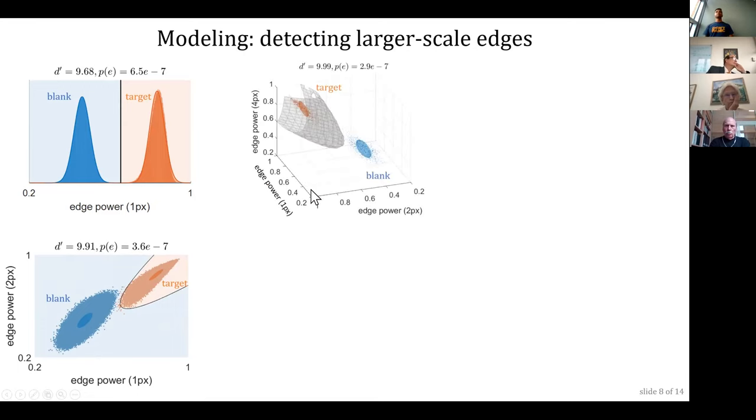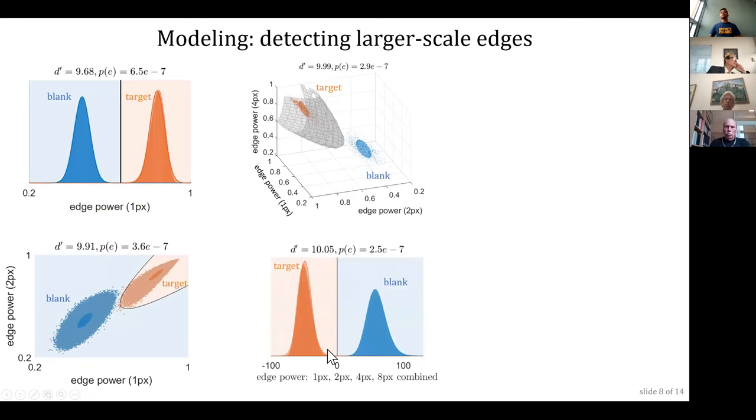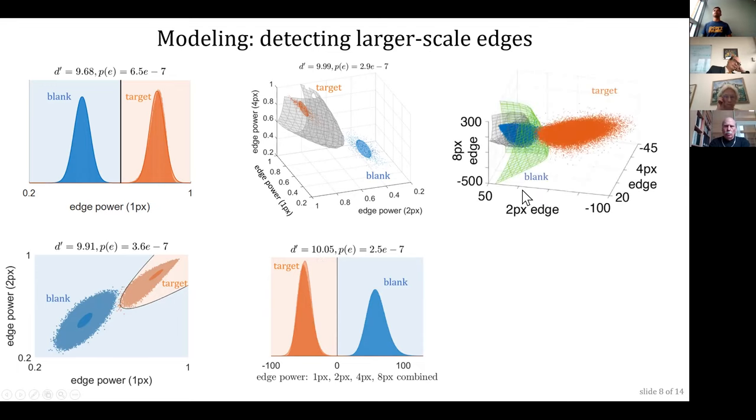And you can keep adding larger scales. So this is a picture where you have added a 4 pixel scale as well, and you're discriminating in the space of 3 dimensions. And your d-prime goes up even more. You can keep doing this. This is a picture where you're combining edge information at 4 different scales. 4-dimensional plots are not possible. So what this is doing is it's using the method that we mentioned to combine the discrimination in the 4-dimensional space and collapse it, or project it, into a single dimension. This variable that we have can be called the combined edge power at 4 scales. And using this decision variable, you can once again improve your detectability. You can keep playing games like this.